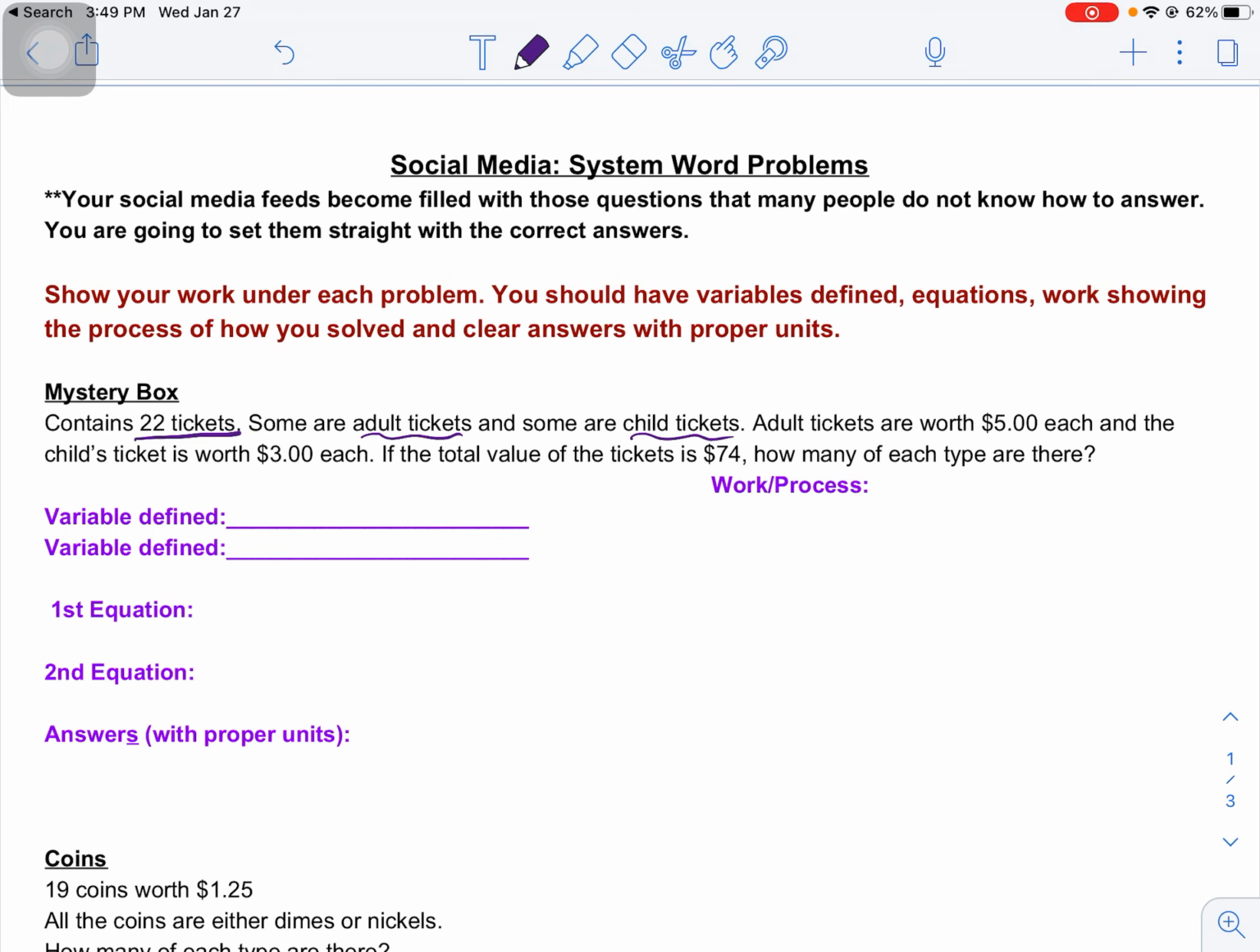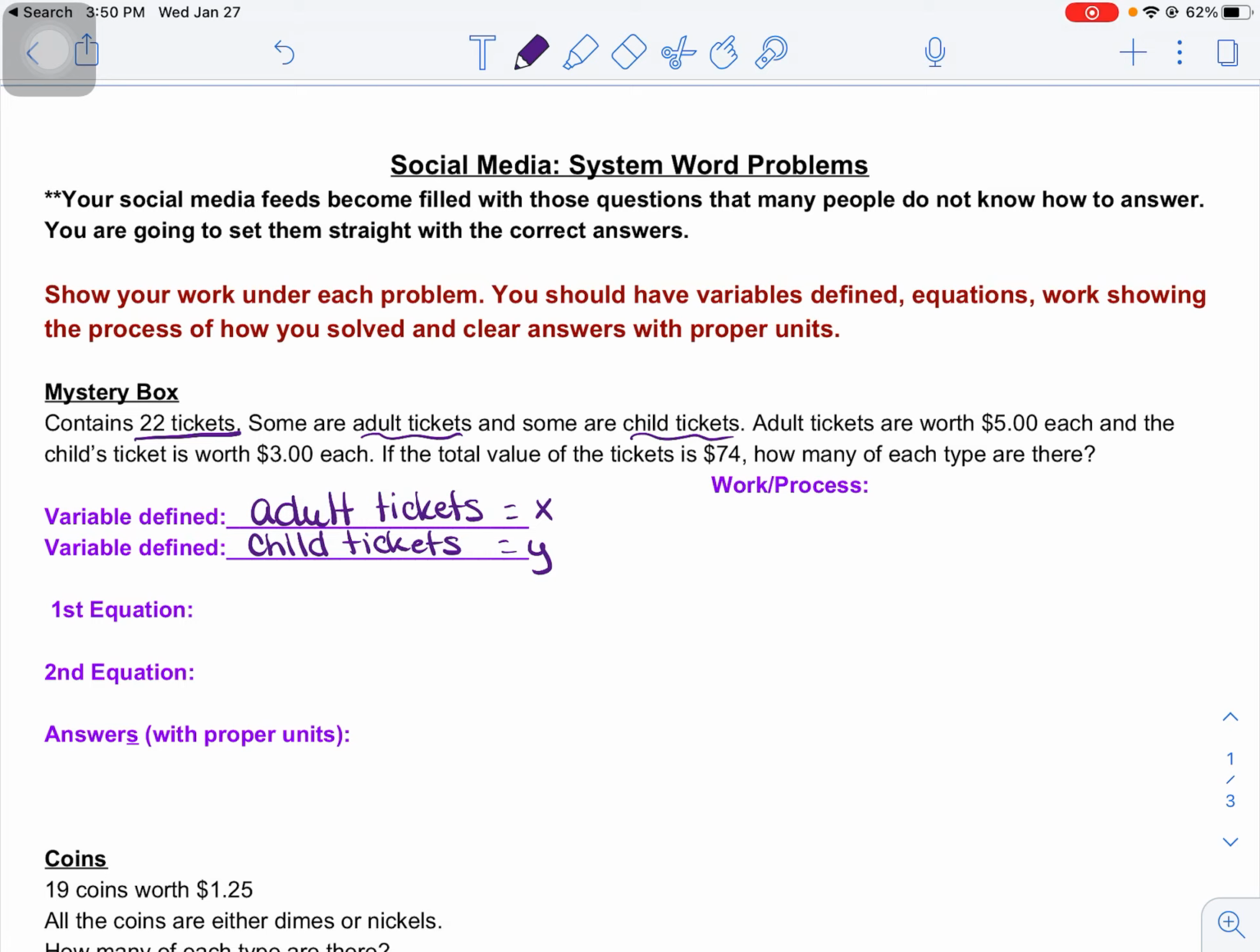Now, let's say we're going to have one variable stand for the number of adult tickets, and one for child tickets. We could use A for adult and C for child, or you could use X for adult and Y for child. It's your choice. A lot of times I like to use the variables that relate to the story, A and C, to help me at the end know what each of them mean. But for this one, we'll use X and Y.